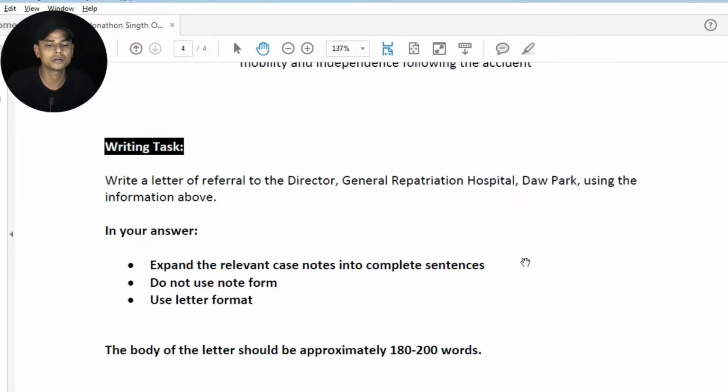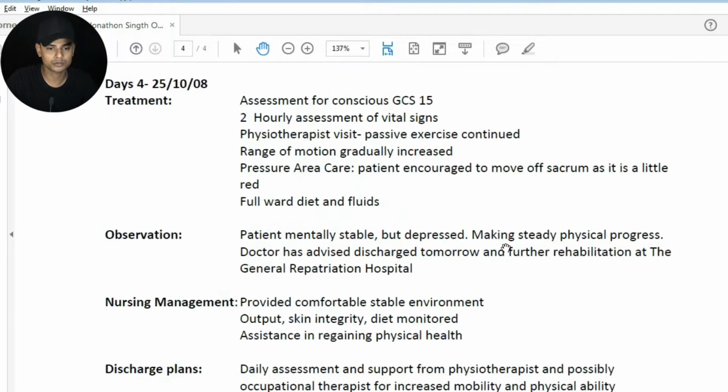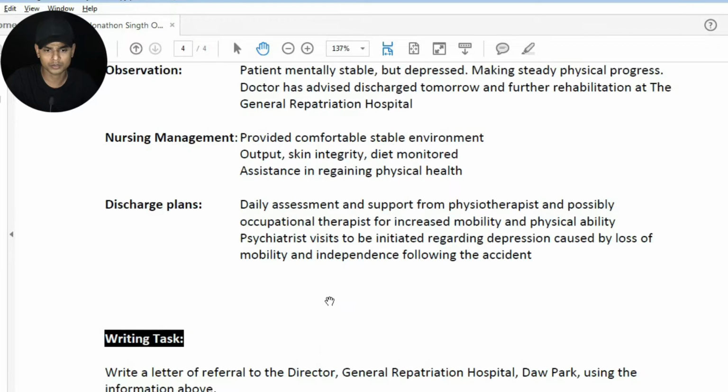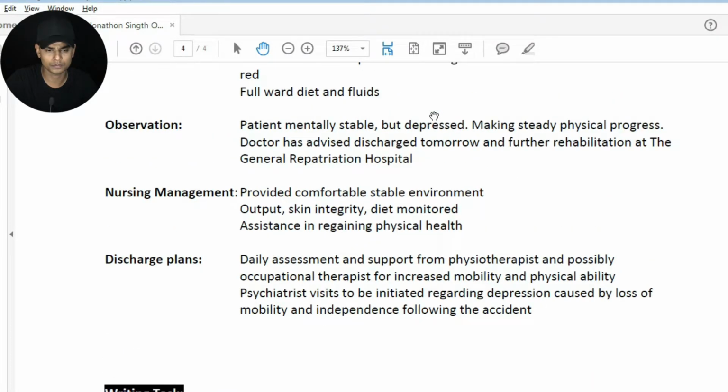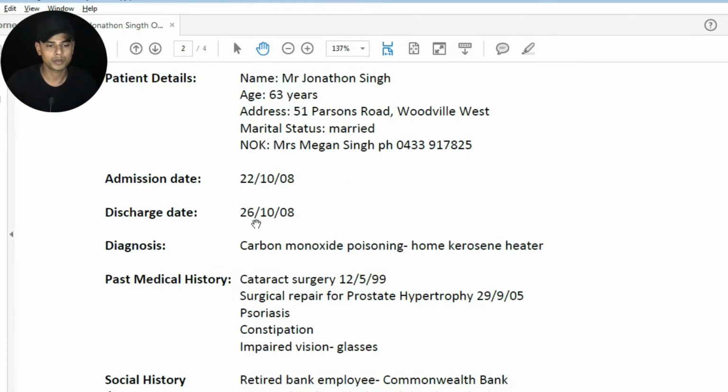So this is a referral letter. Patient is getting discharged. Here it is mentioned patient is getting discharged tomorrow, but we have the discharge date, that is 26. So we will mention the date as 26, and the patient is getting discharged today. And we have the diagnosis here.